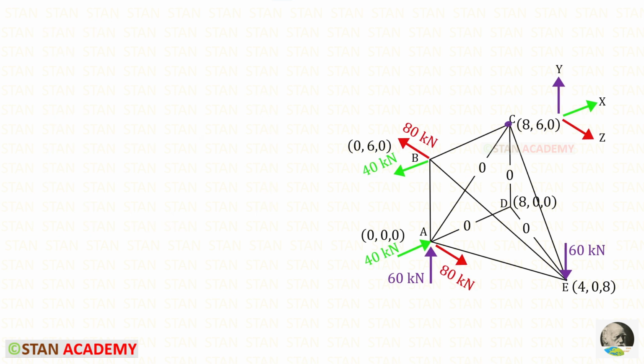Let us take the joint C. In the joint C, let us apply the rule sigma Fy is equal to 0. This member we cannot take because it is purely in the x direction. So only one member we can take, that is the member CE. We know that if there is only one member, that will be 0. So FCE will be 0. Now we can apply the rule sigma Fx is equal to 0. There is only one member, that is CB. So FCB also will be 0.